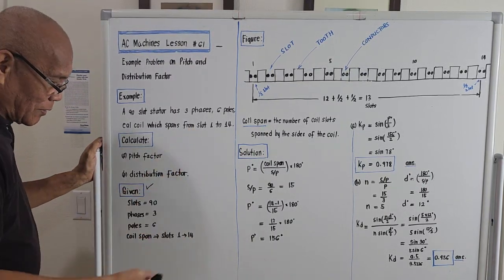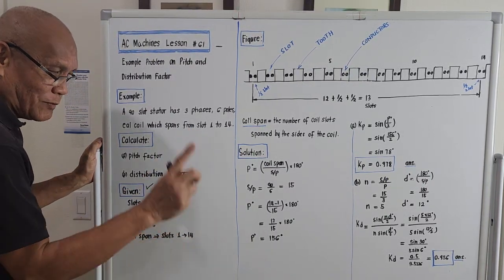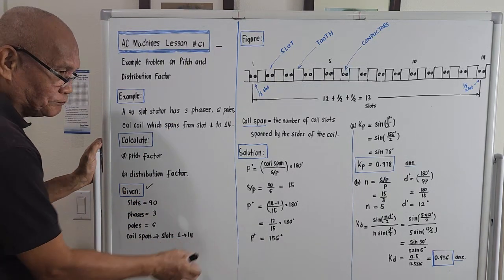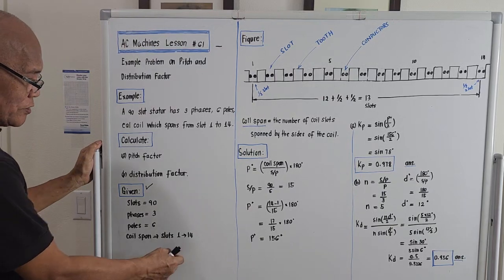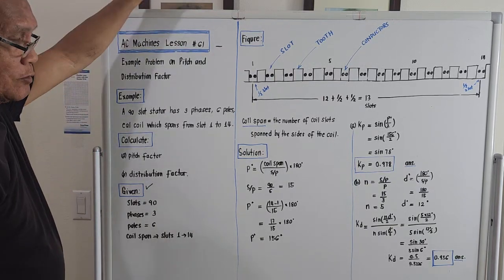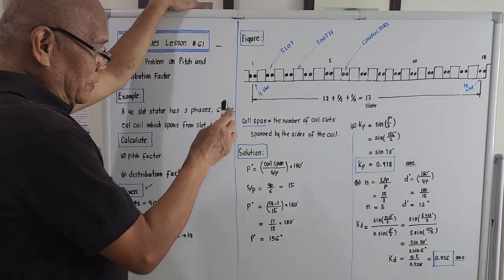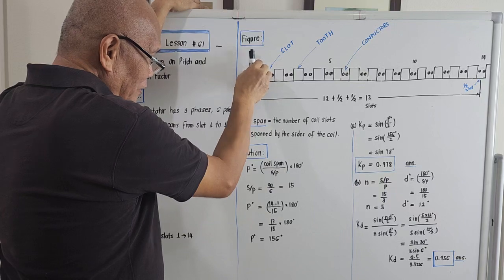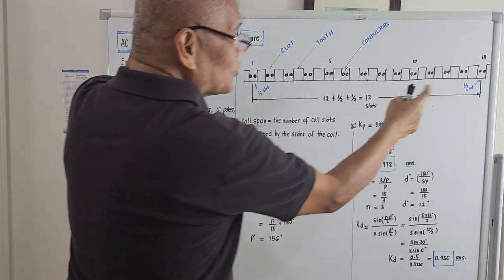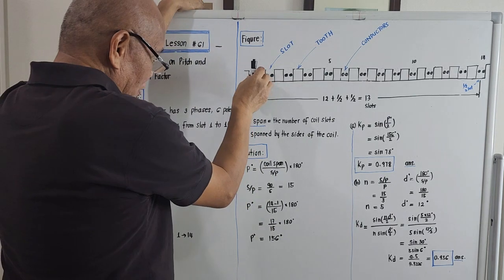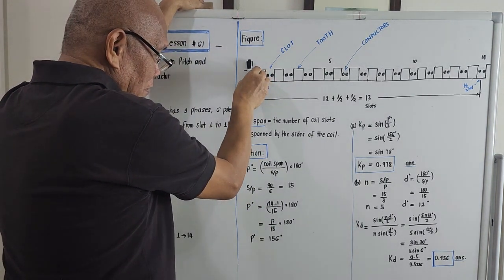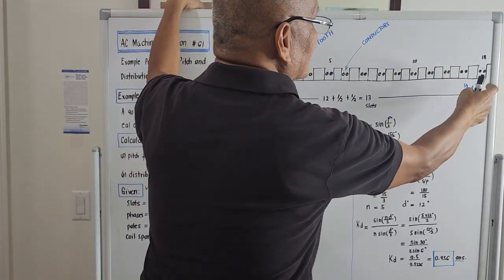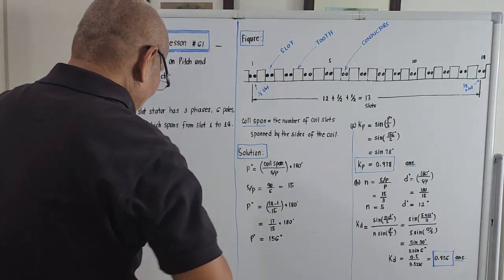The given condition of the problem is very critical. This is where I made one mistake on this slot. The coil span is actually slots 1 to 14. This coil span is very critical, because if conductor number 1 enters slot number 1, it will go at the back, then it will enter slot number 14. Okay, that's the meaning of this.